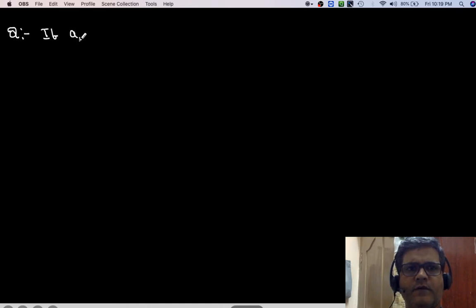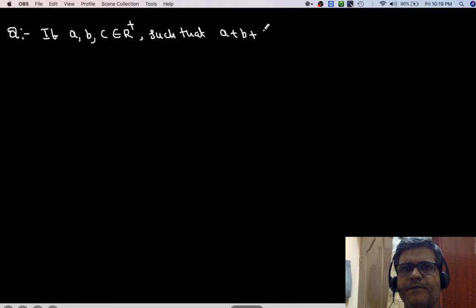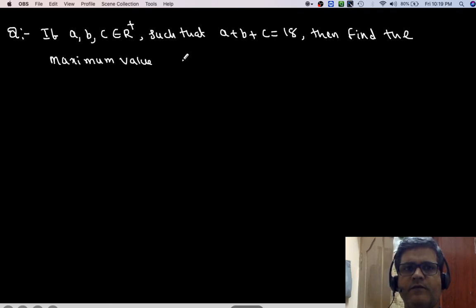If a, b, c belong to R plus, that is positive real numbers, such that a plus b plus c is equal to 18, then find the maximum value of a square b cube c power 4. So this is the question.